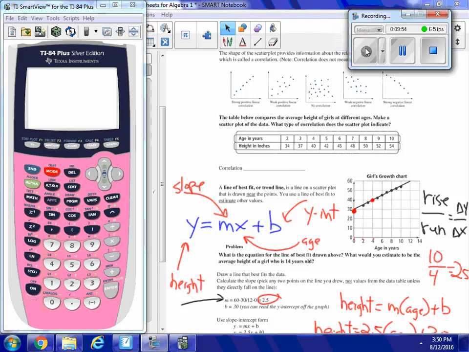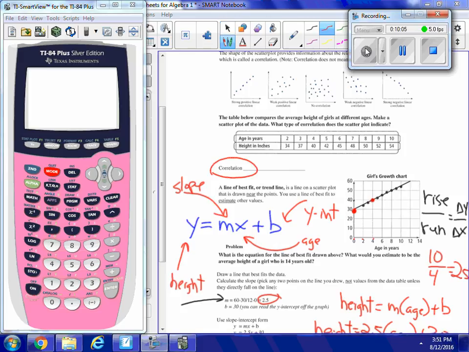So now, what do you think? I'm going to show you how to do it on the calculator, because this is a statistical problem. Much easier to do on the calculator. And it's going to give us an additional piece of very important information, which is the correlation. So let's do it on the calculator.